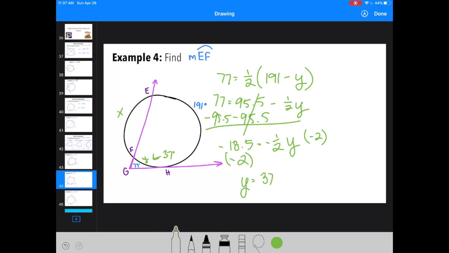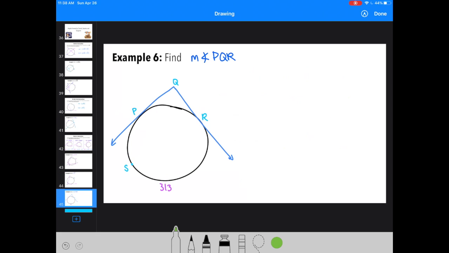In order to solve for arc EF, I'm going to take 191 plus 37, which gives me 228. And then I'm going to take 360 minus 228, which is 132. Let me double check my math. Yep, there we go. So arc EF is going to be equal to 132. Let's do one more example before we call it a day.